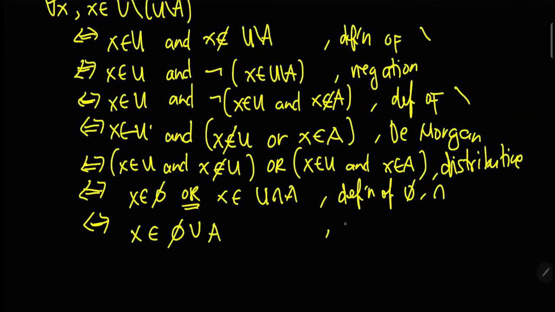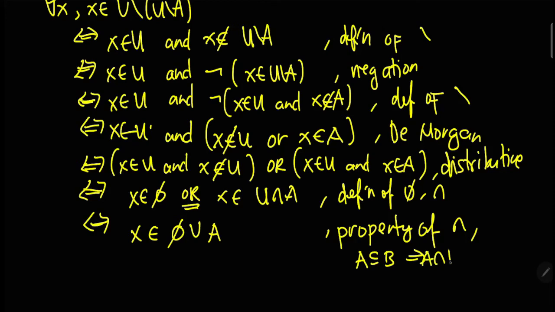So U intersection A is A, that's the property of intersection. I forgot the number, but that's included, let me write that. So if A is a subset of B, then A intersection B is a subset of B. No, it should be equal. There.